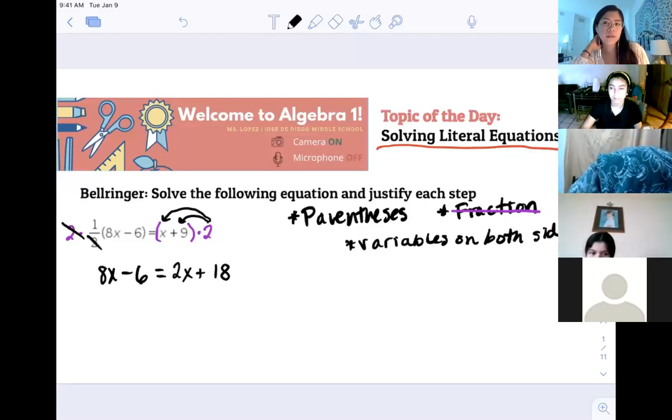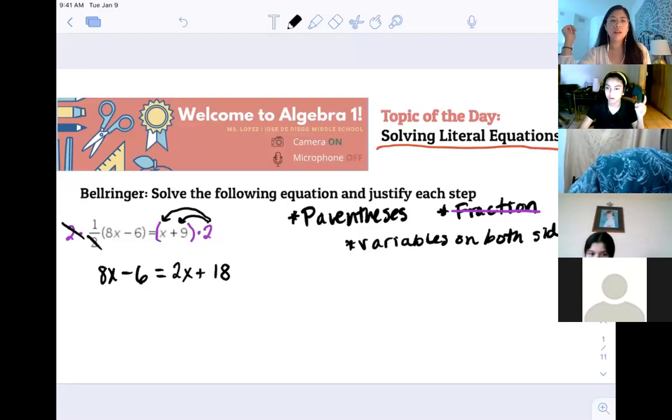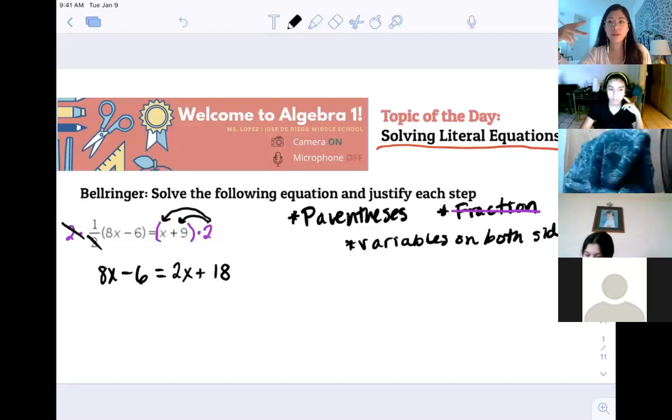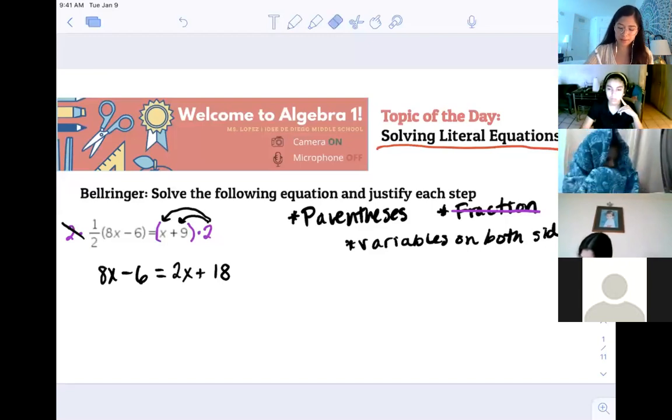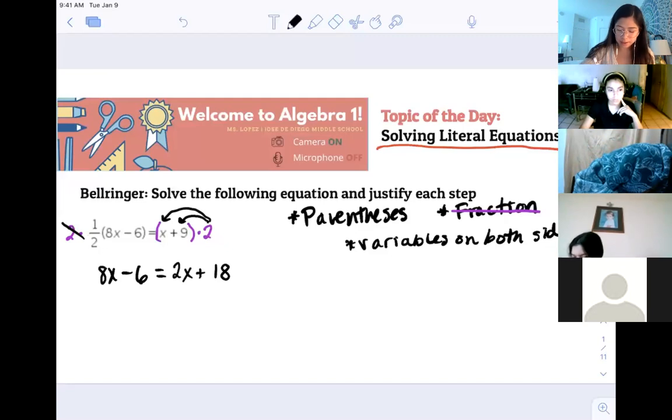Yeah, I didn't see that part where you were doing at the beginning. So we multiplied by 2 because we're always going to multiply by the denominator that we're trying to get rid of. Since we have a 1/2, we want to get rid of that 1/2. I have to multiply by 2. When you do that, it automatically is just going to get rid of the fraction. So I got rid of my fraction, and I'm left with 8x minus 6. But then on the right side, you have to multiply everything by 2. All right, I get it now.